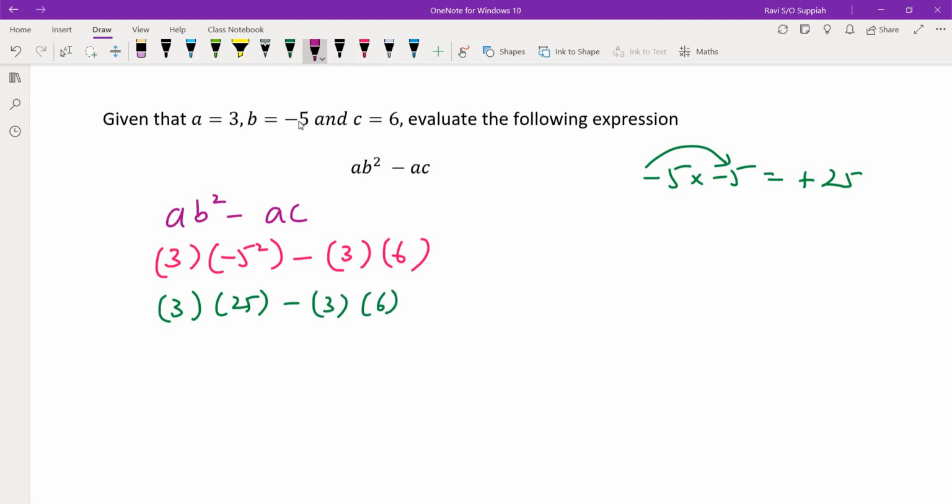Okay, so now we can go ahead to multiply the bracket. So 3 times 25 will give me 75. 3 times 6 will give me 18. So 75 minus 18 will give me 57. All right, thank you.